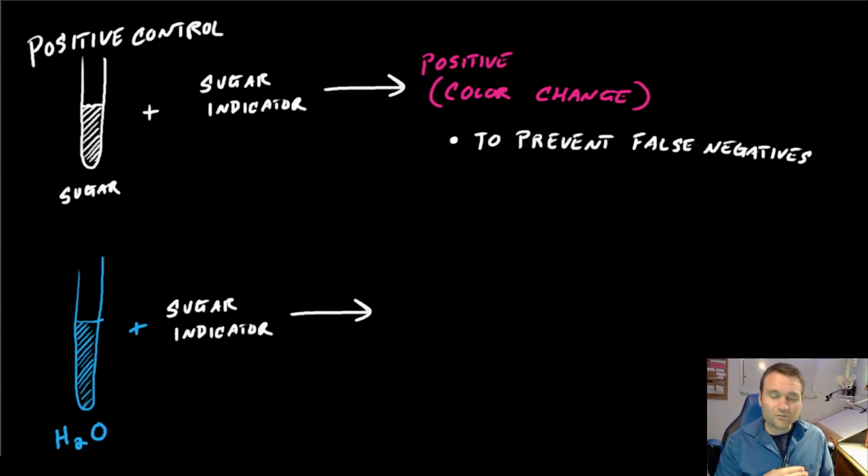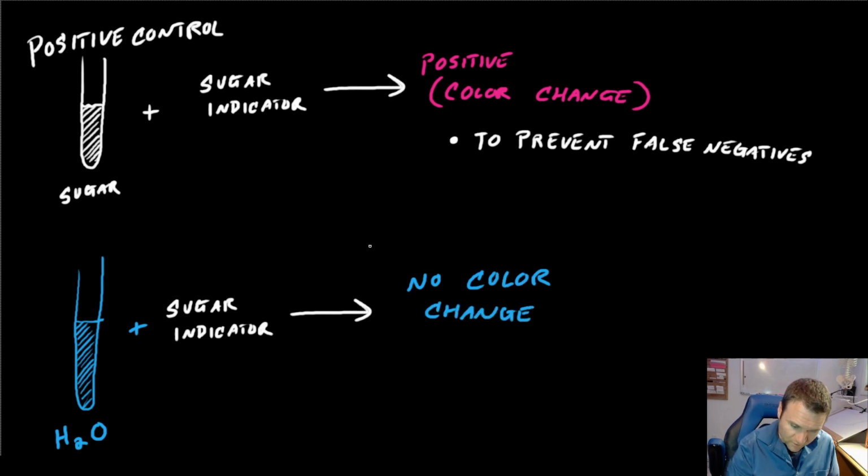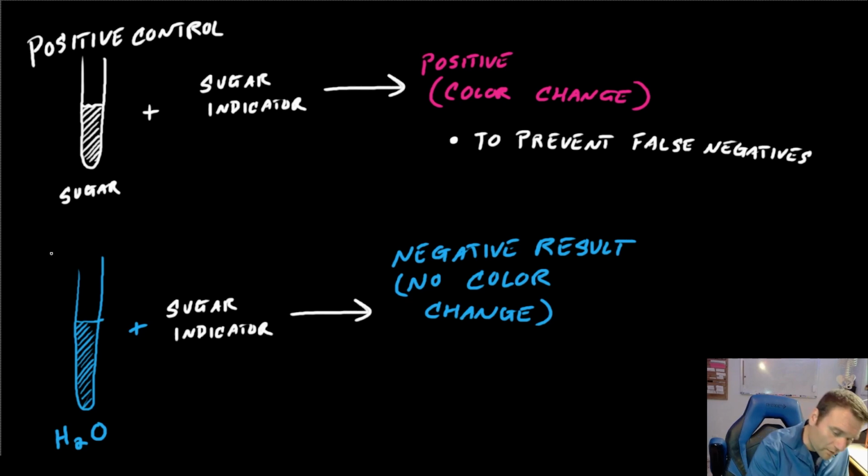Just add it to pure water. There's no sugar inside of water. Water is just hydrogen and oxygen. It's got no more complicated molecules in. Better yet, distilled water, which is really, really pure. All right, so we add that and we get no color change, which is, of course, a negative. So this is what we call a negative control.